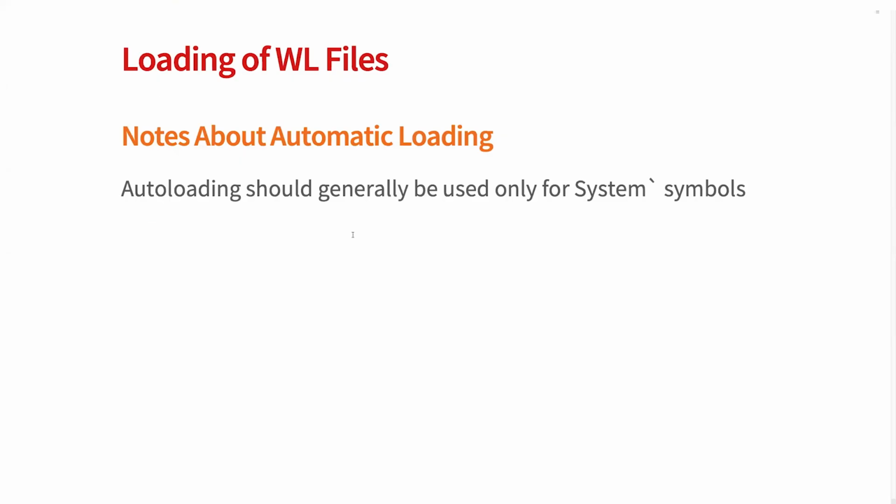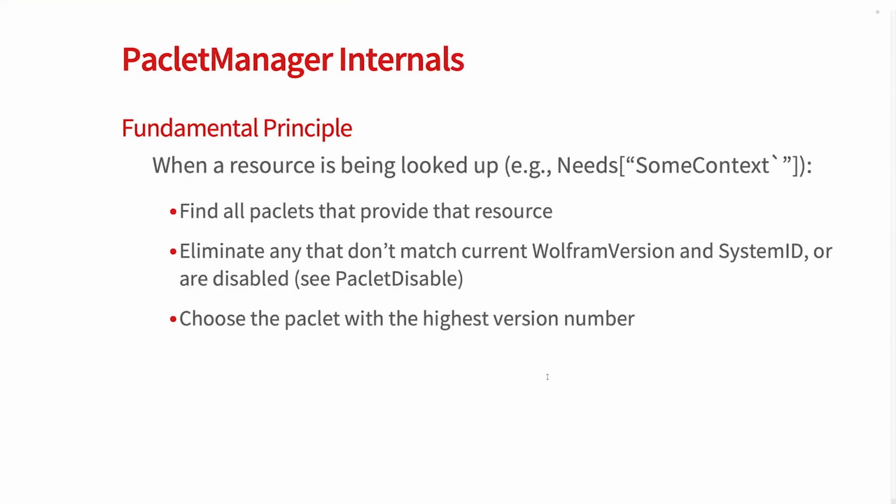Okay, so some notes about automatic loading. Auto loading should really be used only for system symbols. The fundamental principle of the Paclet manager is that when a resource is being looked up, like a context, what the Paclet manager does is it finds all Paclets that claim to provide that resource. It culls out any that don't match the current system, be it system ID or Wolfram version. And then it picks the resource from the Paclet that has the highest version number.